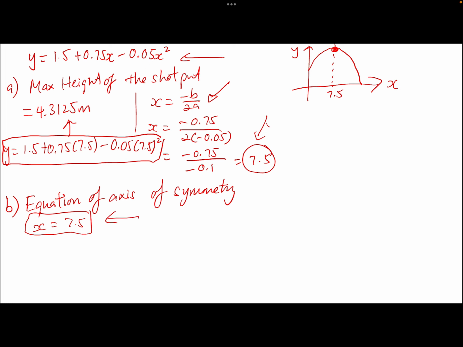Please do not write the equation of axis of symmetry to just be 7.5. This would be wrong because this is not an equation. You need to write x equal to 7.5 for the equation of the axis of symmetry.